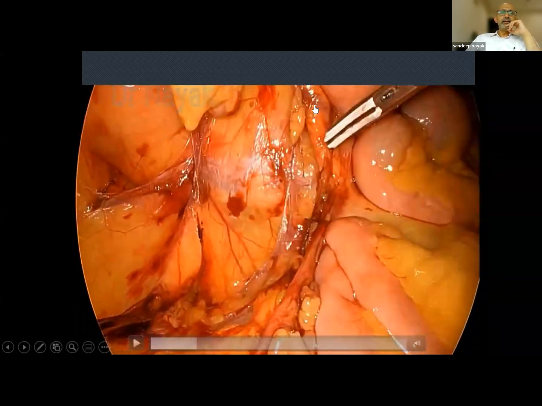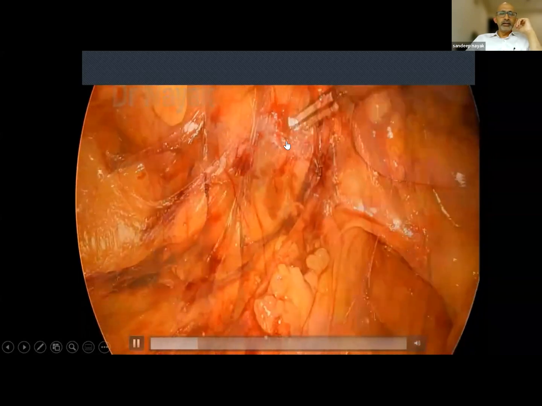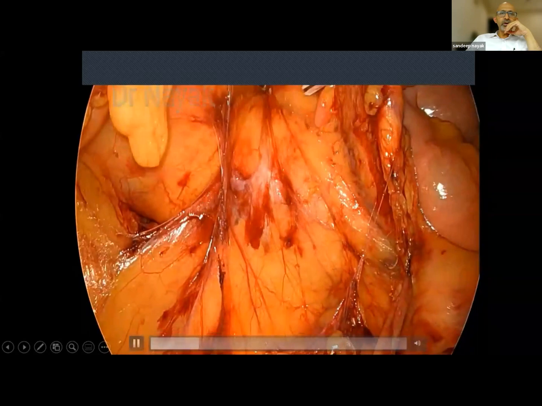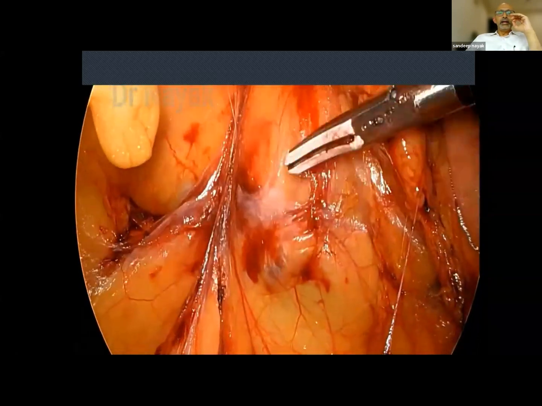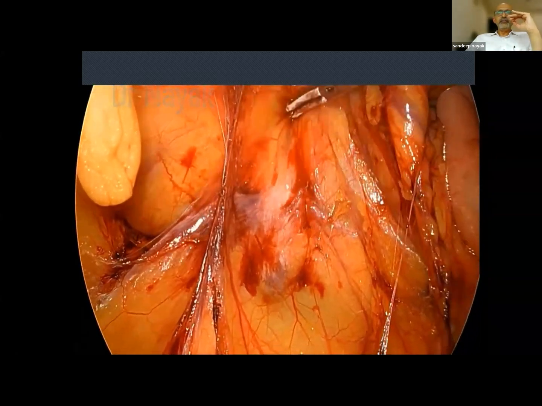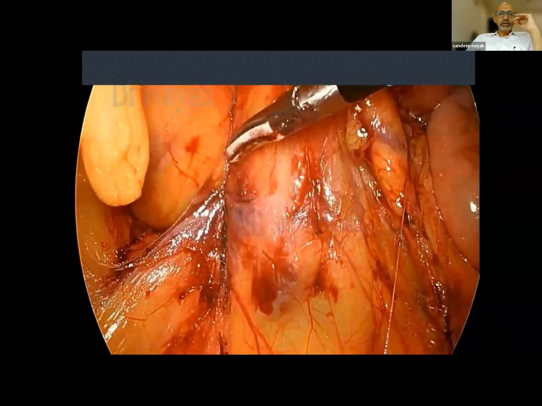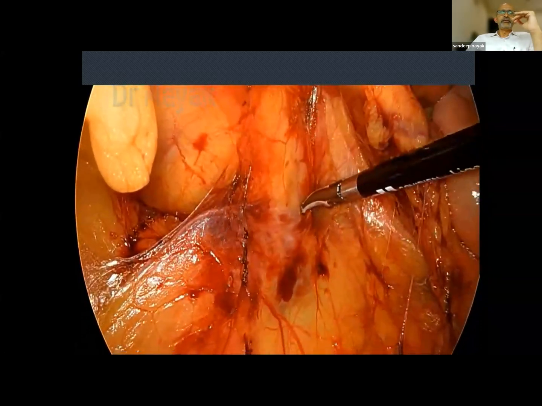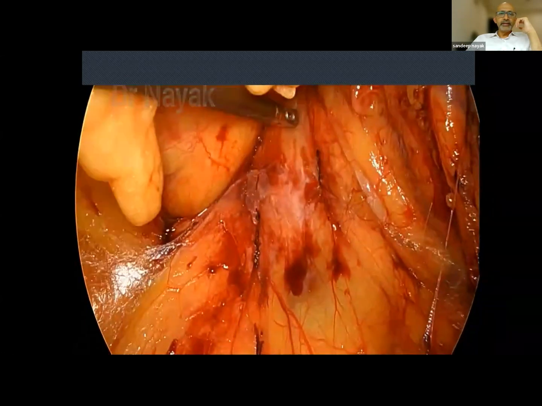As you go upwards, you will gently dissect, or leave the Gerota's fascia on the kidney. When you're dissecting in this plane, do not expose the ureter, because there should be a layer of fascia left over the ureter so that it is safe.